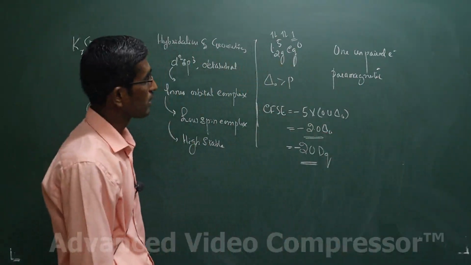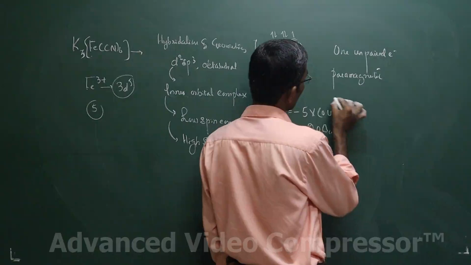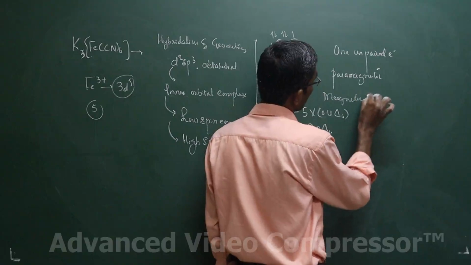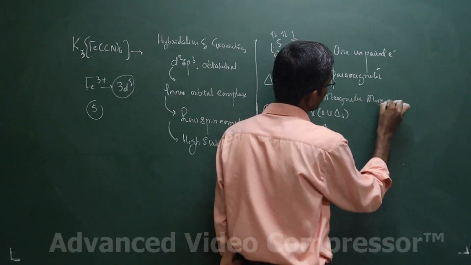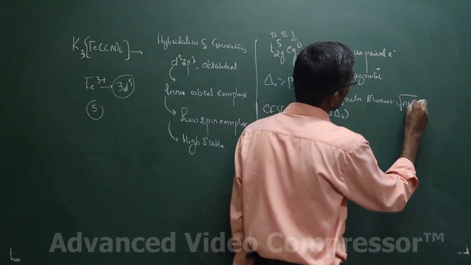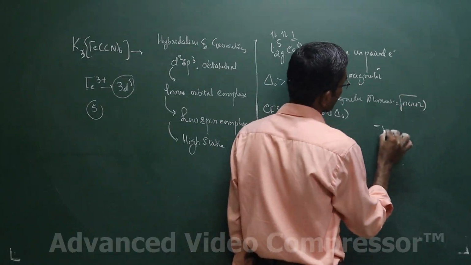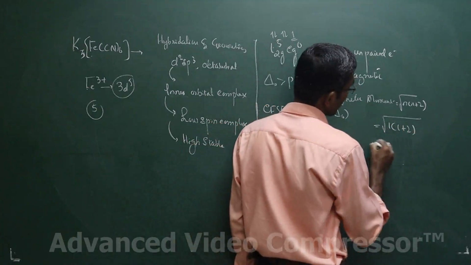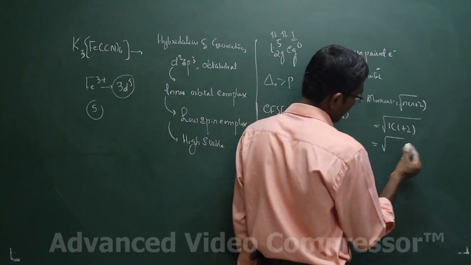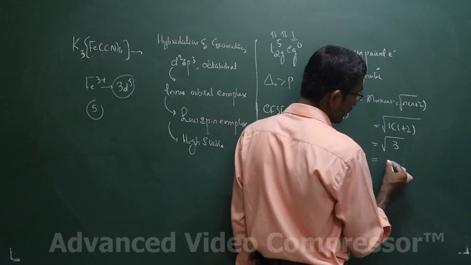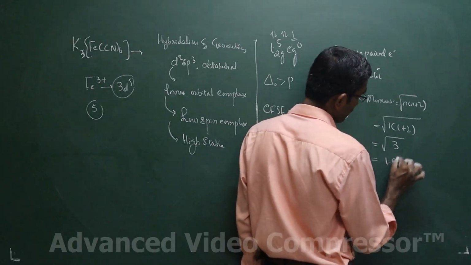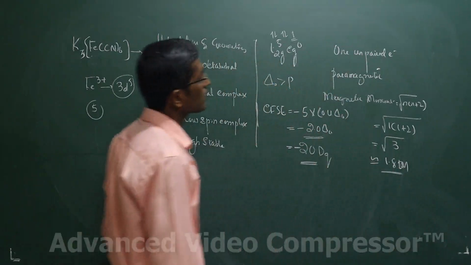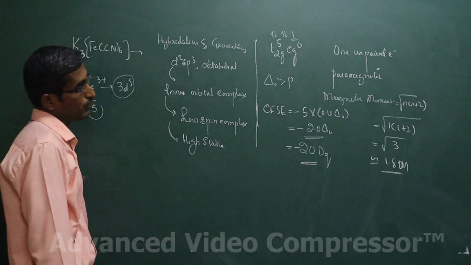Additionally, we will be calculating the magnetic moment. How do you calculate the magnetic moment? Magnetic moment is square root of n(n+2) Bohr magneton, that is square root of 1(1+2) Bohr magneton, that is square root of 3, close to square root of 4 which is 2. I can write it as approximately 1.8 Bohr magneton, the value will be coming around 1.8 to 1.9 Bohr magneton.